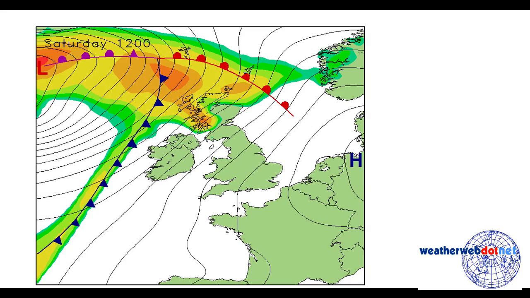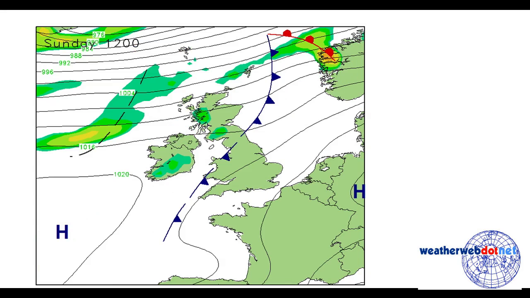Yes, there may be a little bit of low cloud just affecting western coasts of Wales and southwest England, but for many it really is going to be a very spring-like day. Sunday, even better. Good spells of sunshine around for most parts of the country.